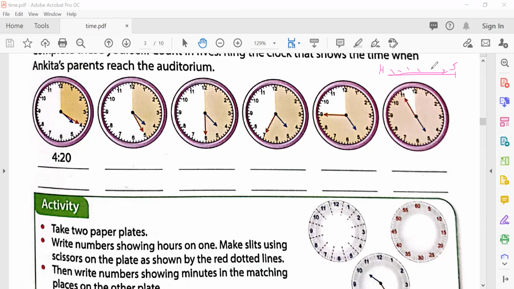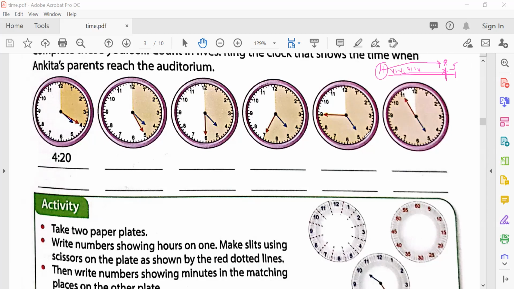You have traveled till here. If you look, you are near the school. You are going from home to school. So are you near home or school? School. So you will be shown here, but you have started from here. You have traveled this much till here: 1, 2, 3, 4, 5, 6, 7, 8, 9, 10, 11, 12.